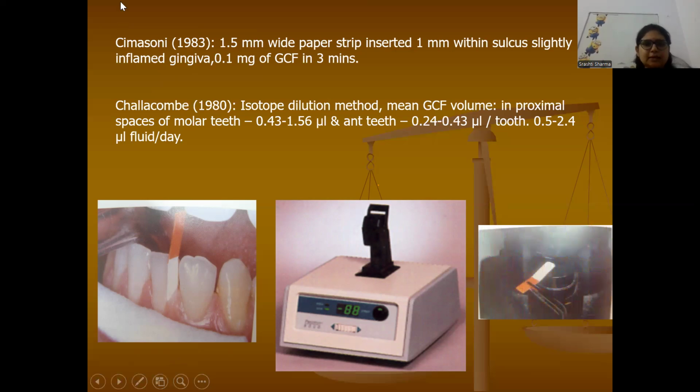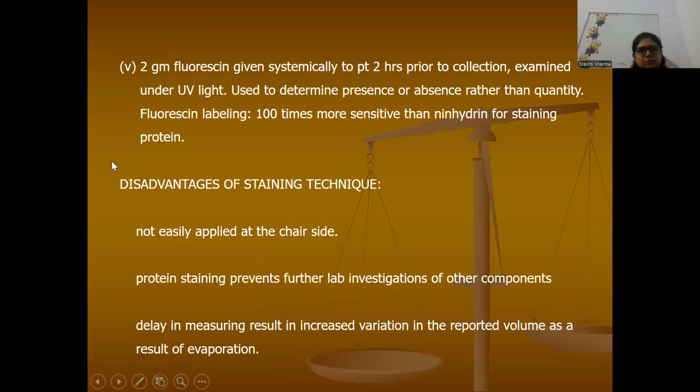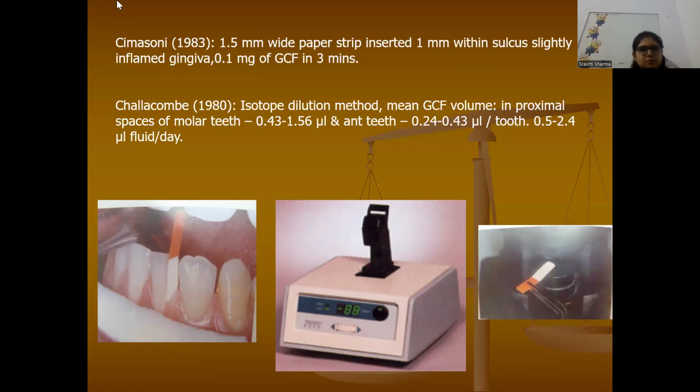Himasuni in 1983 used 1.5 mm white paper strip inserted 1 mm within sulcus, slightly inflamed gingiva, 0.1 mg of GCF in 33 minutes was gained.